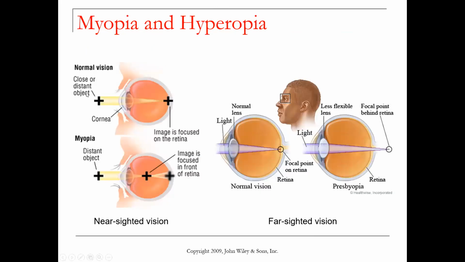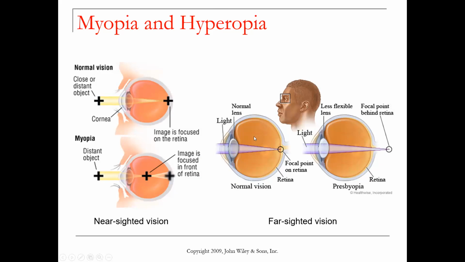Myopia and hyperopia. Here we have normal vision. The object is focused directly on the retina. With myopia, the focal point is in front of the retina. One of the symptoms of this is when an individual will bring an object they're looking at up close. The closer they get to the eye, the focal point moves from the middle of the eyeball to the retina.